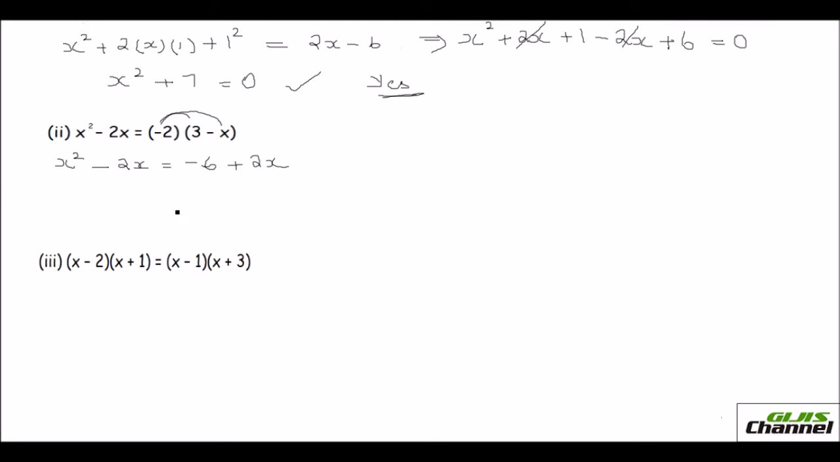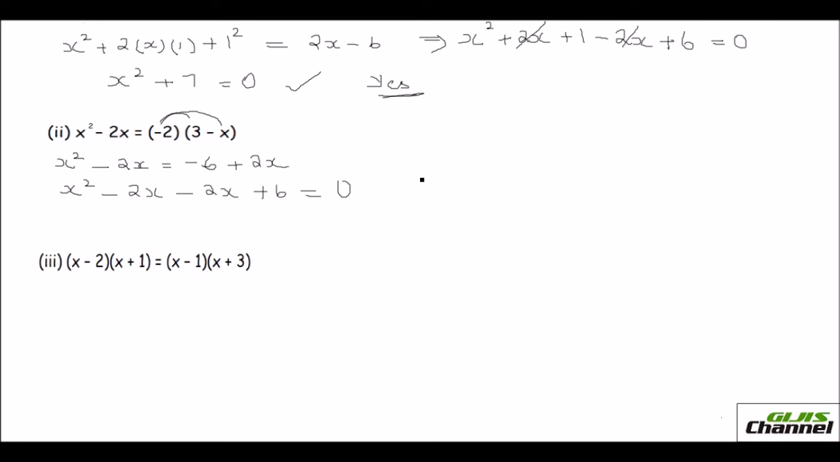Yeah, bring everything to your left side. First, what you do is you make everything individual terms. And then you bring all your terms from your right to your left. So what happens? This becomes 2x. You have x squared and 2x here. And the other 2x, when it comes, it becomes minus 2x. And the 6, when it comes to this side, it becomes plus 6, right? The sign changes. Equal to 0.